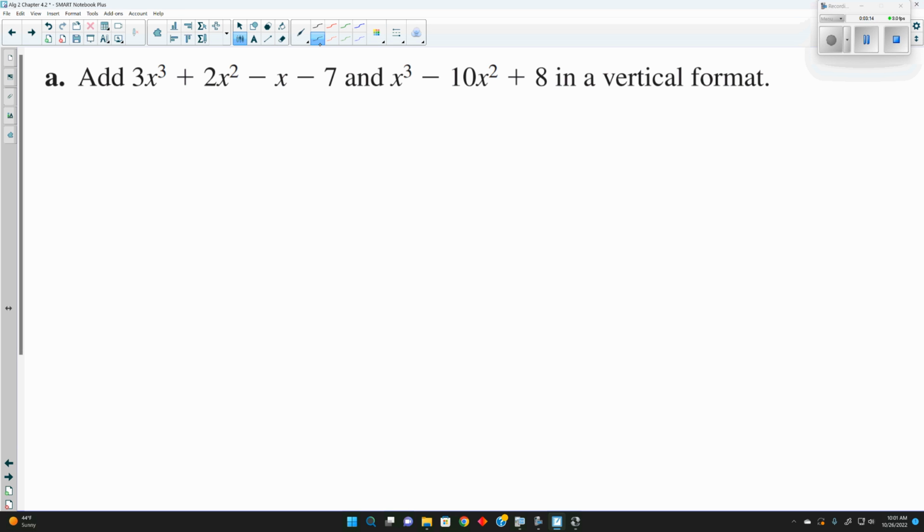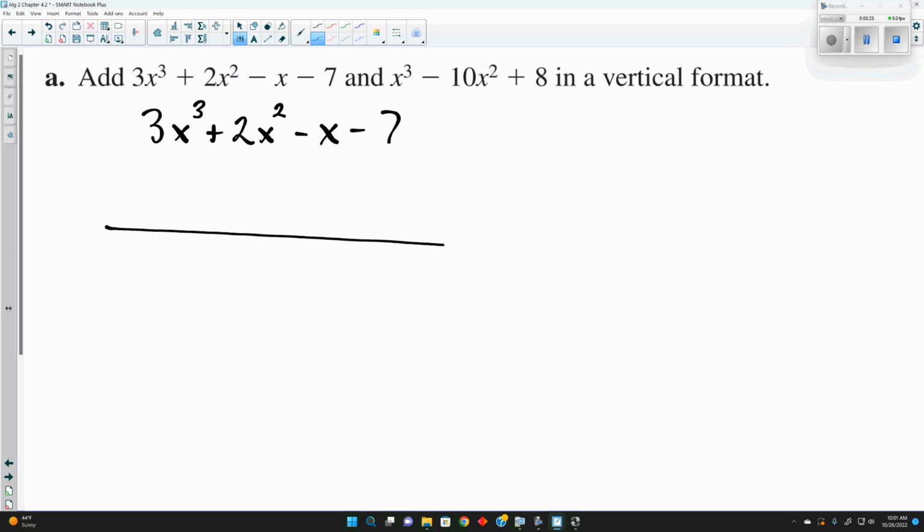So what that means is we can start off by writing the first one. So 3x cubed plus 2x squared minus x minus 7. Over our other one, and we'll line the terms up. So we have x cubed minus 10x squared. In my second one, do I have a term with x to the first power or just x? No. So we'll need to leave a little bit of a space and say plus 8.